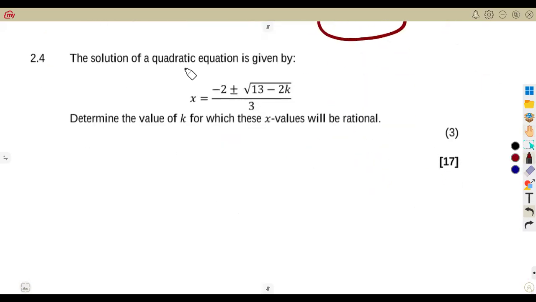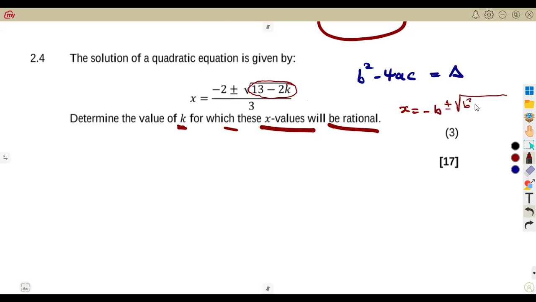2.4, we are given the solution of the quadratic equation. You were solving a certain quadratic equation. This is how you wrote it. Determine the value of k for which these x values will be rational. Just to be rational, we have rational solutions if the discriminant that we are given there, remember b squared minus 4ac, is our delta. You compare with that delta. And that b squared minus 4ac is the part that is under the square root. Remember, b squared minus 4ac is the part that you find under the square root.